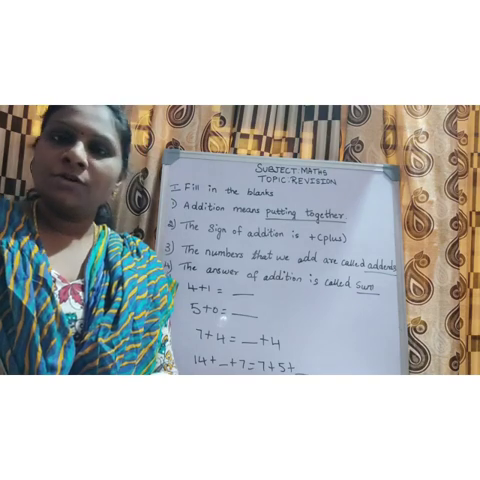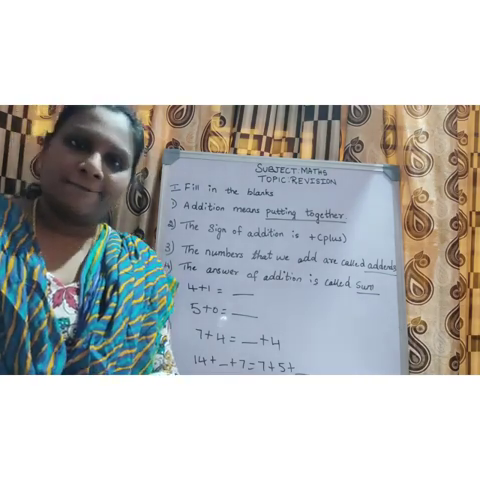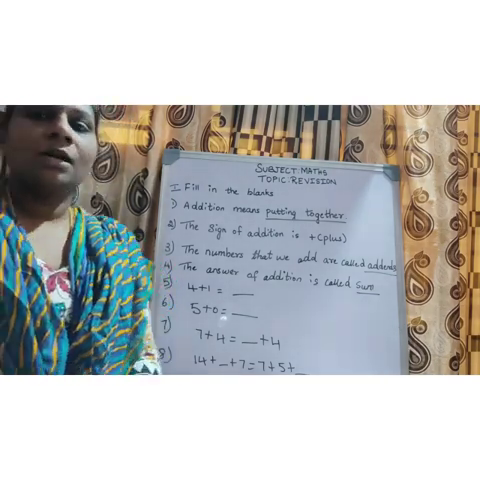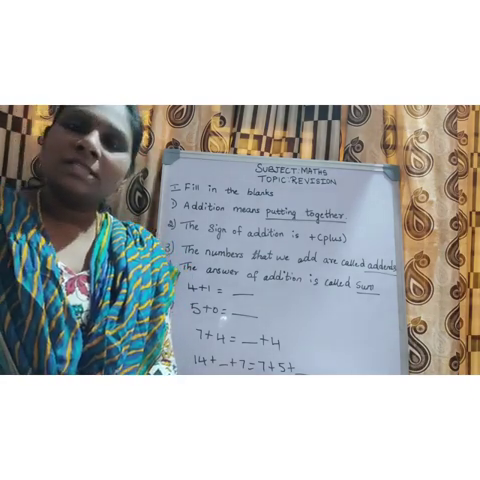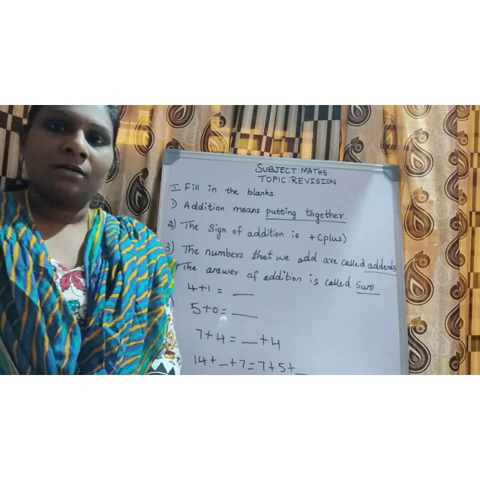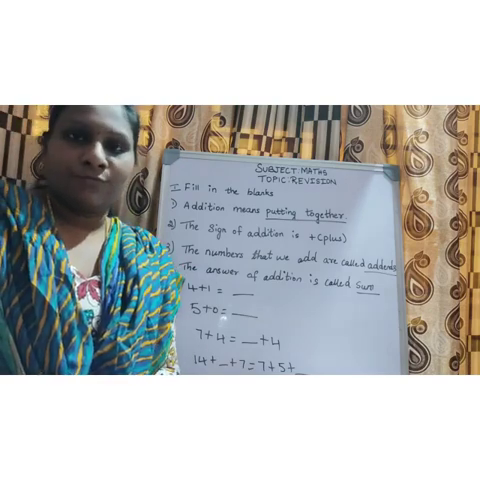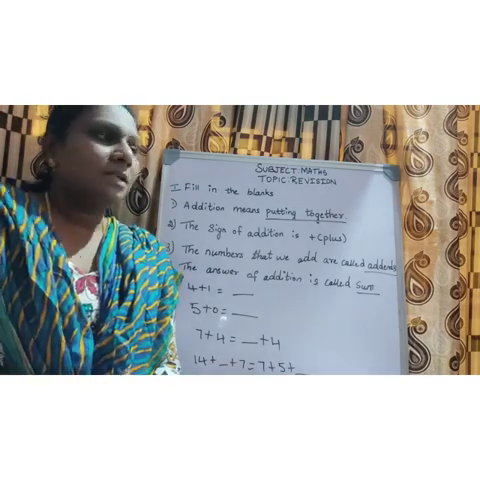Today we are going to revise for your FA. The portions are addition, subtraction and multiplication. So all these three units are there for your test. Okay, for your FA. So the important thing here is the sign.